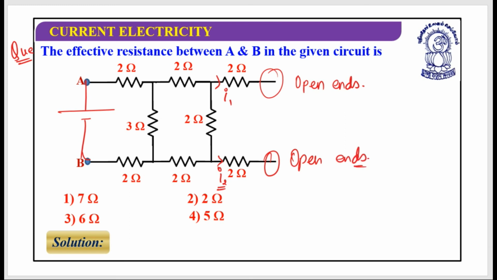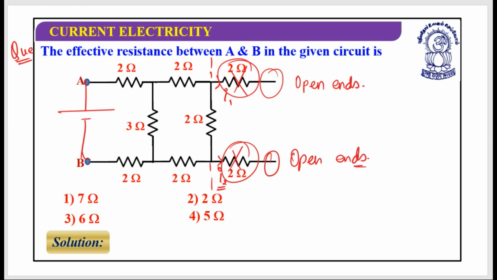And in the case of open ends, current only passes through a closed path, because it requires a closed path to move on. Here it's an open end, so no current is passing through this. And if no current is passing through this, this resistance is of no use. So I have a circuit only up to this, and this 2 ohm and this 2 ohm are a waste.